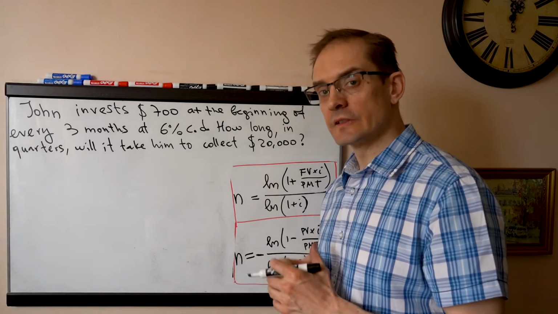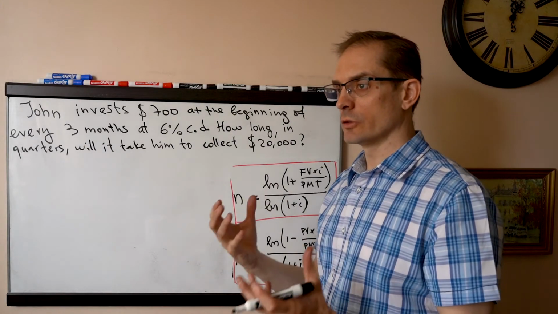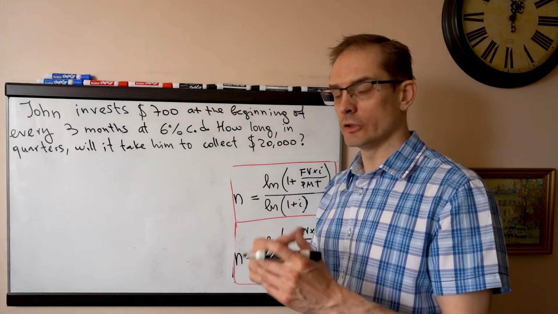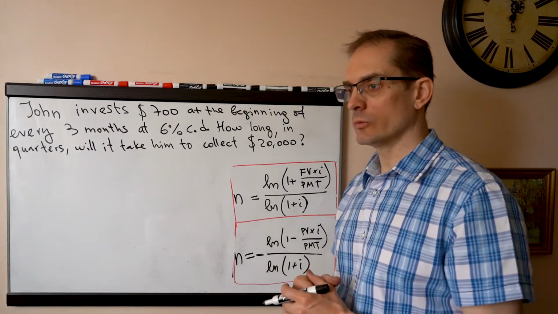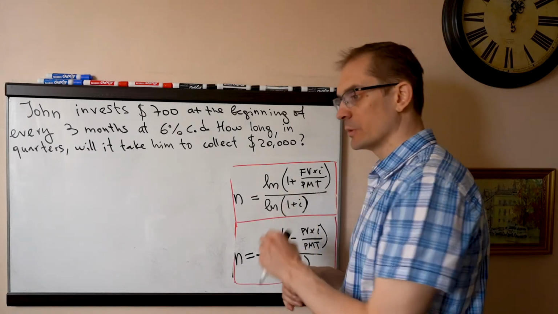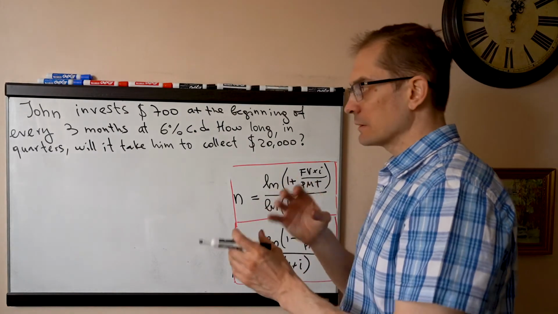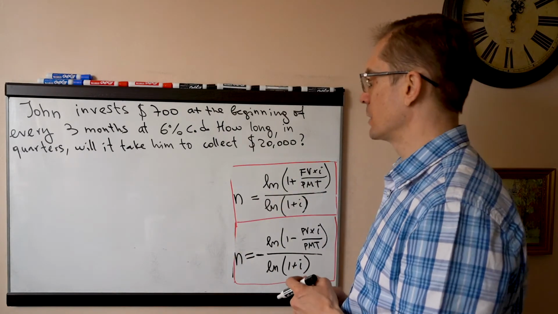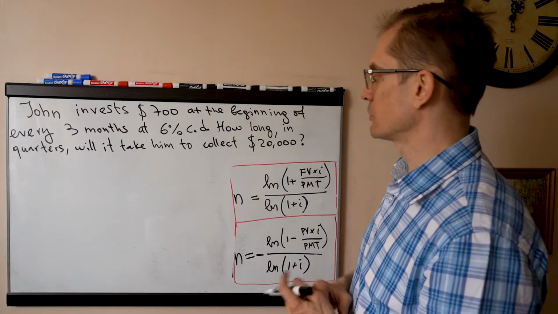In our next example, I want to demonstrate how you would solve these problems if you have a due annuity. Now, if you have a due annuity, you will need to modify this payment by multiplying by 1 plus I. Now, there are some subtle things to speak about here. First, let's just try to solve this problem.